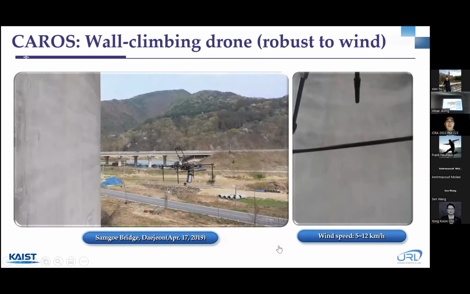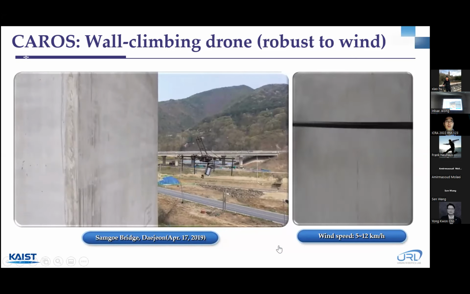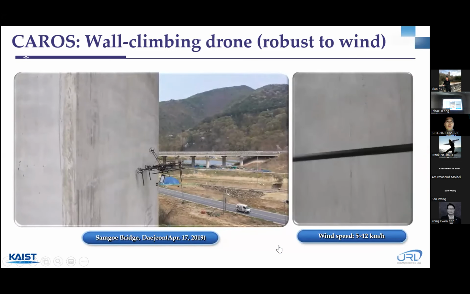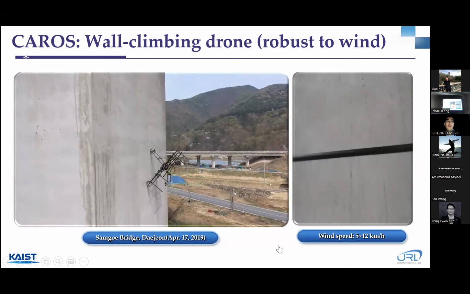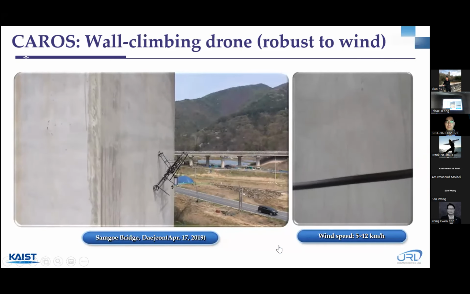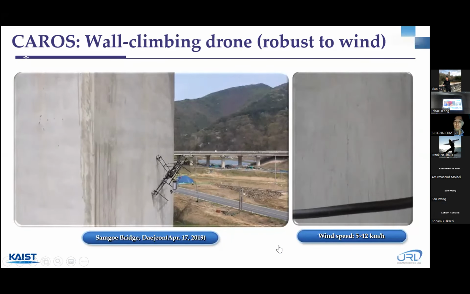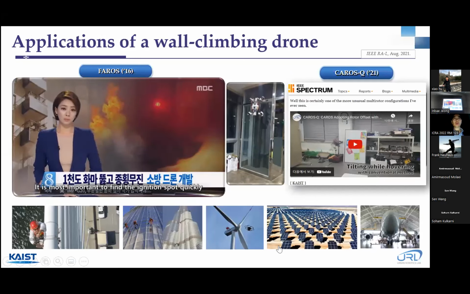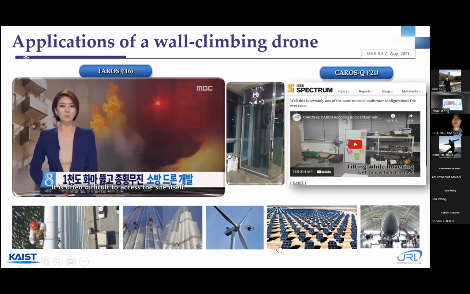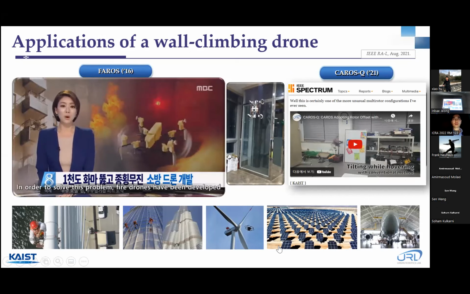So it is a slightly windy situation. Once it touches the structure, then it's very stable. And we can have a closer look at the surface of the structure. We can apply this KAROS to various applications like scouting in fire disaster situations, and also we can clean the glassy walls like here.